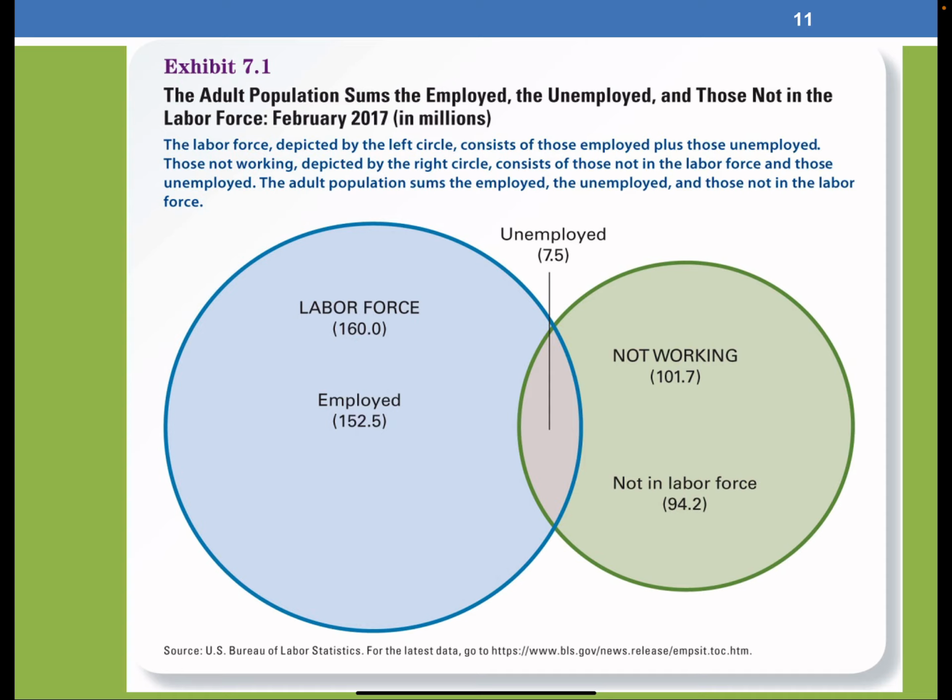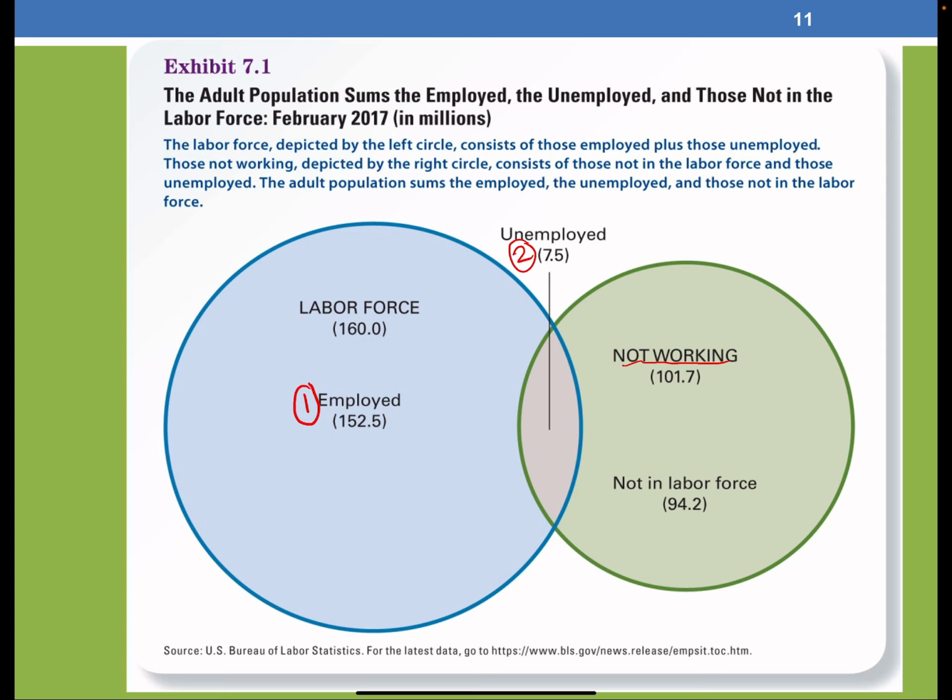So here is the United States broken down by the labor force and those not in the labor force back in February of 2017. This blue circle is everyone that's in the labor force. We had 160 million. Again, there were two groups in that 160: 152.5 million were employed, and the second group, 7.5 million, were unemployed. And this green circle represents those who are not working, and it was 101.7 million.